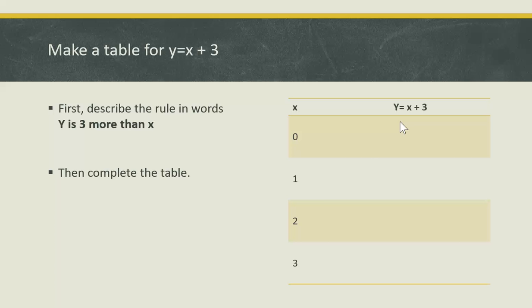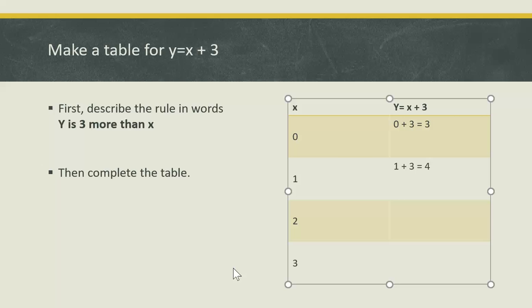Remember our rule says y equals x plus 3. In our first row, x is 0. So that means y is going to be 0 plus 3, or 3. Moving to the second one, again, y equals x plus 3. I look in my column. X is 1, so y equals 1 plus 3, or y equals 4.